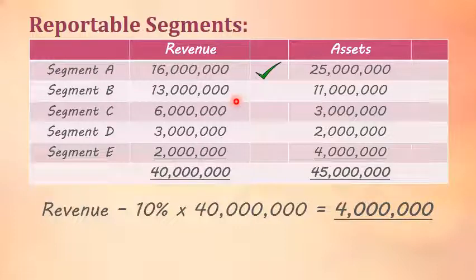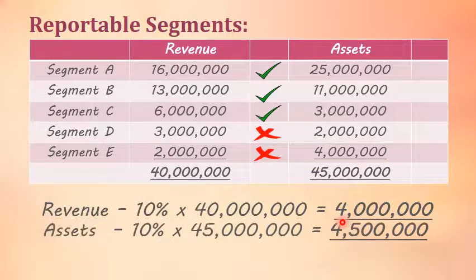Next, we have segment B, 13 million. So, syempre, pasok dun sa 4 million, reportable segment. Ganon din si segment C na 6 million. How about segment D and E? Kasi 3 million and 2 million lang sila. Ibig sabihin, hindi sila nakapasok dun sa threshold na 10% of the total amount of revenue. Ibig sabihin, they are not reportable segments. Okay, ganun lang mag-identify kung reportable segment ba or hindi.